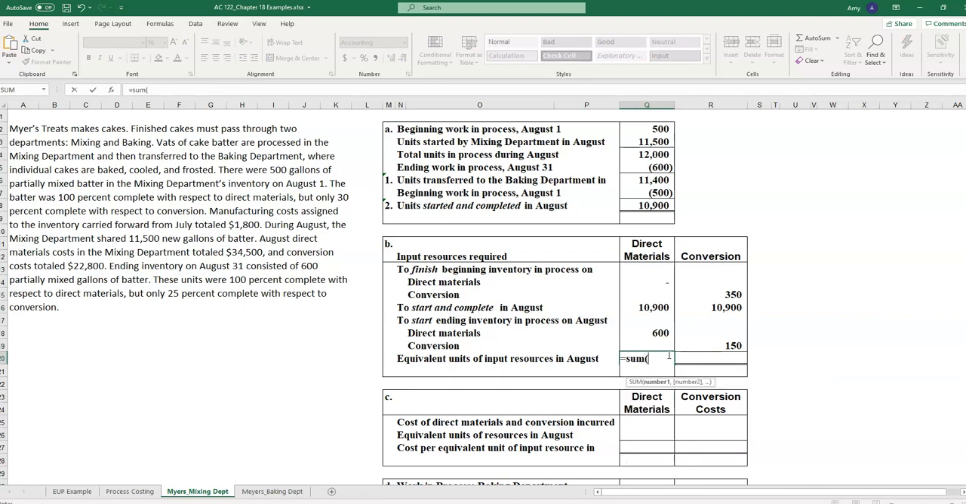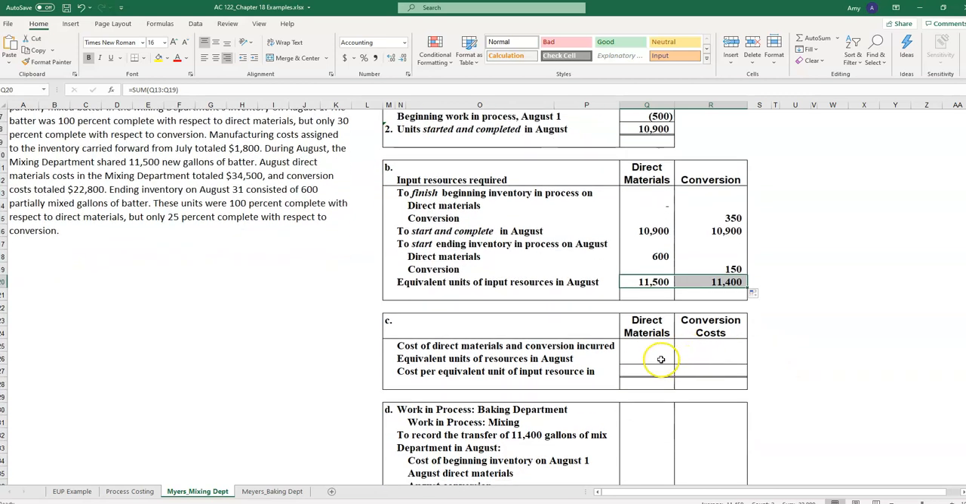We add up our totals. And that gives us our equivalent units of production. So we have 11,500 for direct materials and 11,400 for conversion costs.